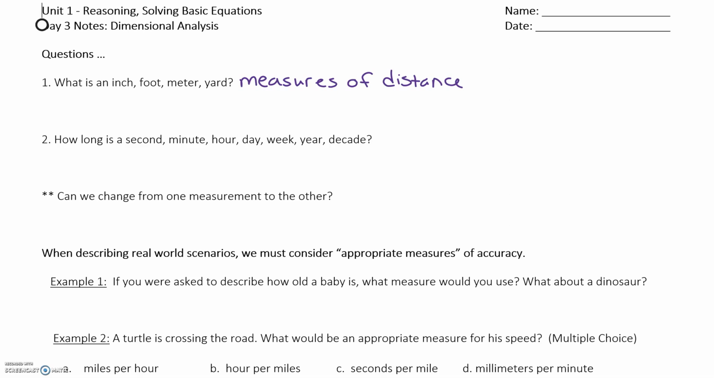And number 2 says, well, how long is a second, a minute, an hour, a day, a week, a year, a decade? Wow, that's a lot of things that I'm talking about right there. But they're all measures of what? That's right. They are all measures of time.